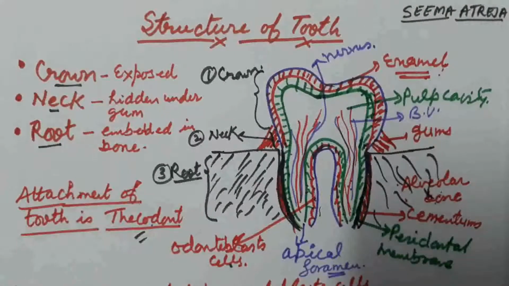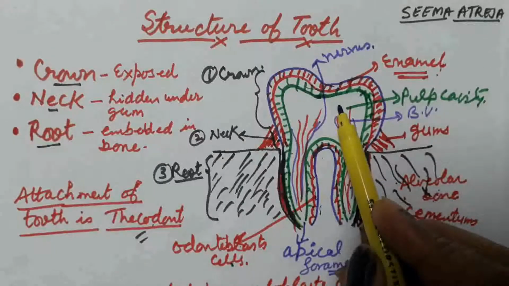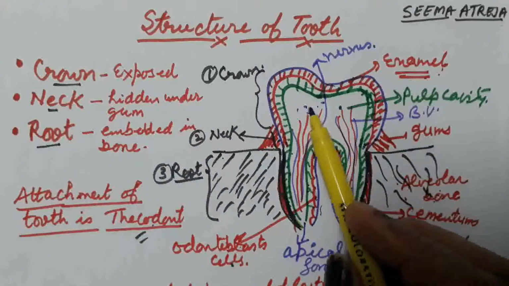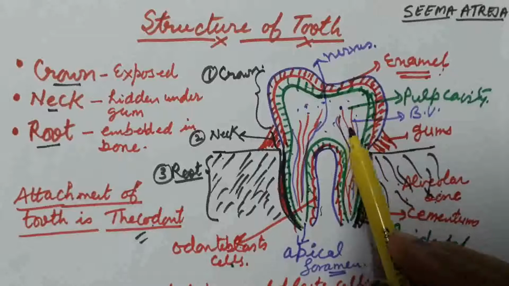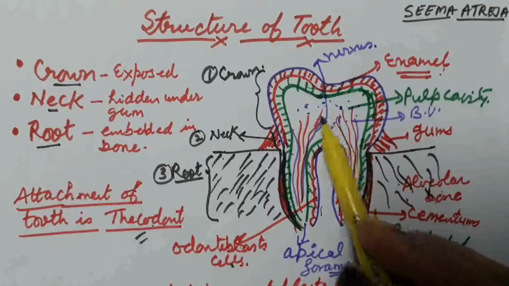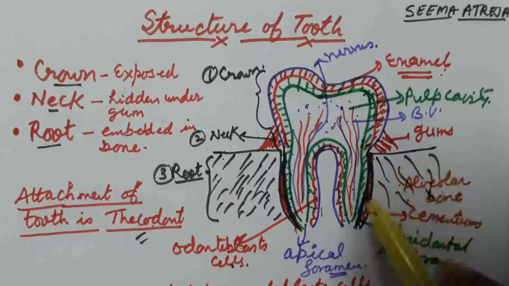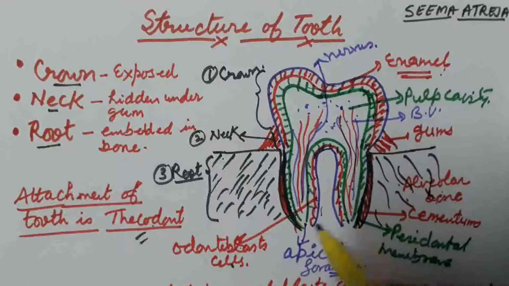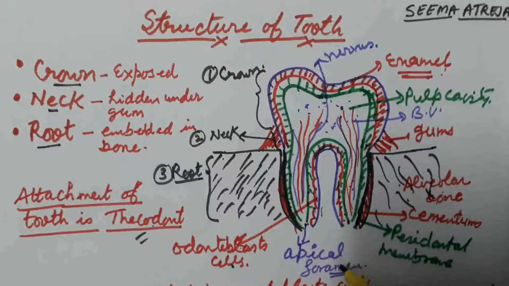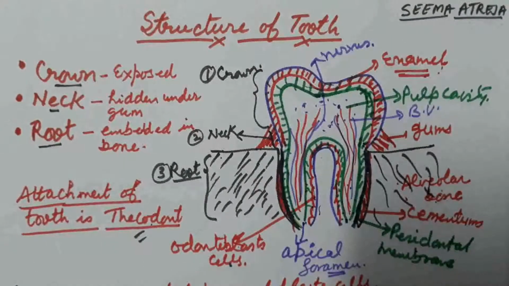And the third layer is known as the pulp cavity, which is living. The pulp cavity is made up of connective tissue. Blood vessels and nerves are present in the pulp cavity. That is why we call the pulp cavity living. At the base of the teeth there is an aperture, which we call the apical foramen. This is the basic structure of the teeth.